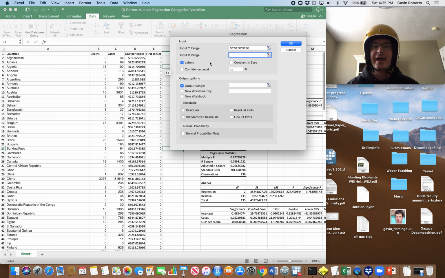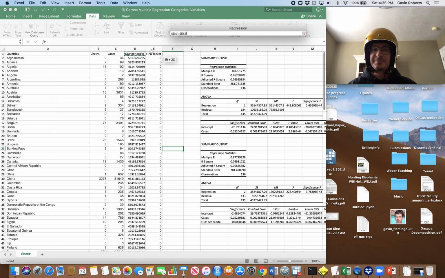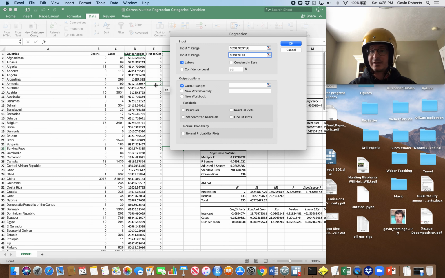And then for our X range, we're going to have two independent variables, GDP per capita and this first to get variable that I just made. Once you're doing the regression, you just treat this like any other independent variable. So I'll just go over those.